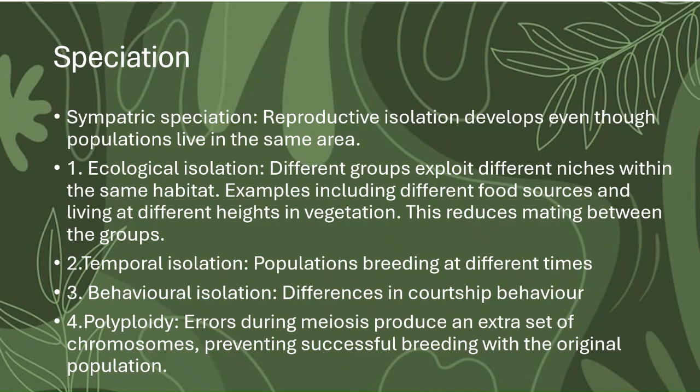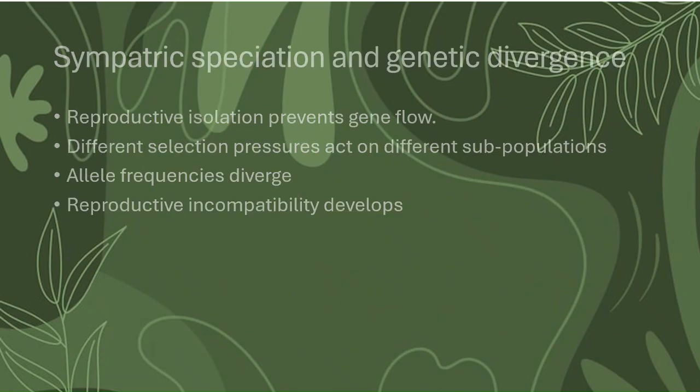And the fourth one, this isn't really mentioned in books, but it's just good to know anyway, is polyploidy. So errors during meiosis produce an extra set of chromosomes. So that means that they can no longer interbreed with the original population, and this can lead to a whole new species forming.